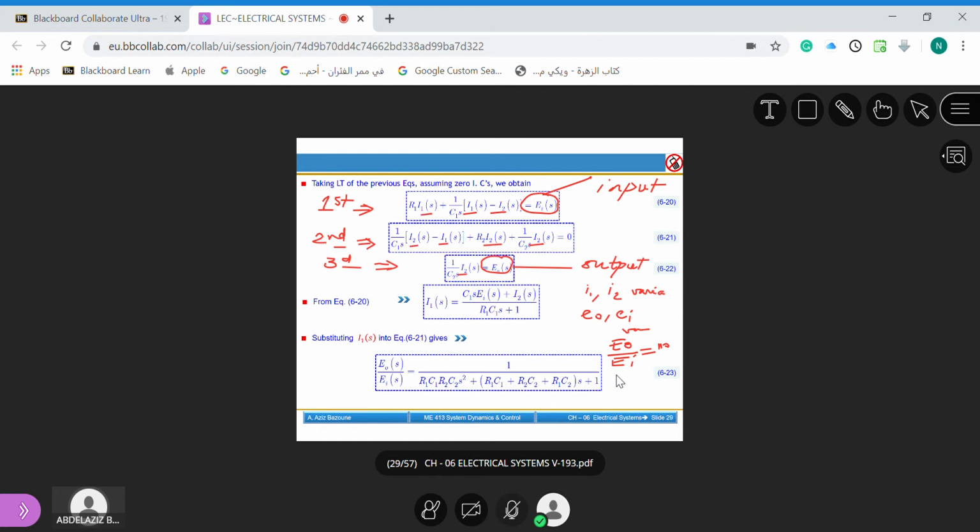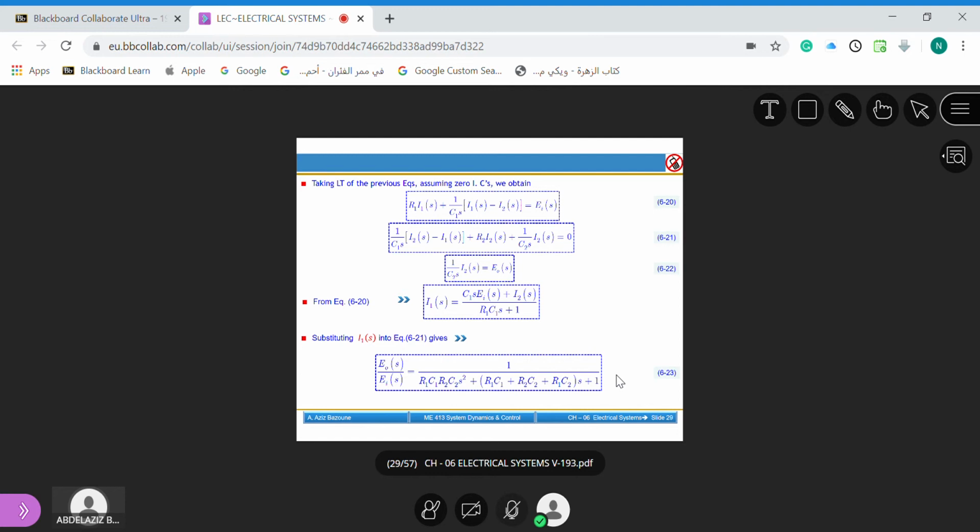How to do that? We get rid of them. How to get rid of them? Just substitute: we solve for I1 from this equation 620. By the way, this is 3 equations with 3 unknowns. With Cramer's rule you can solve it easily, but substitution will also solve it.